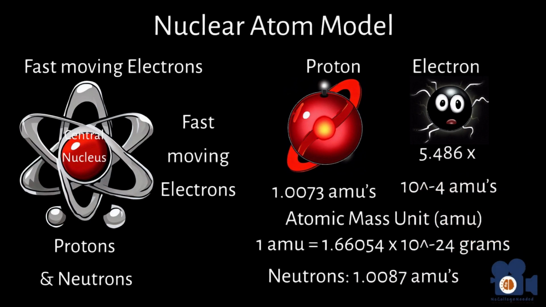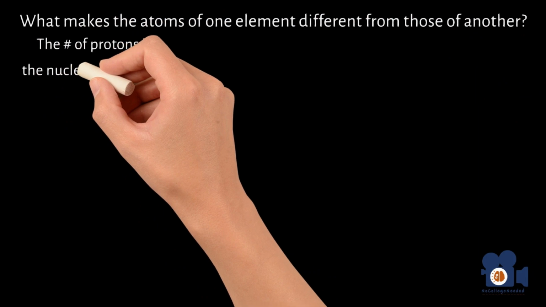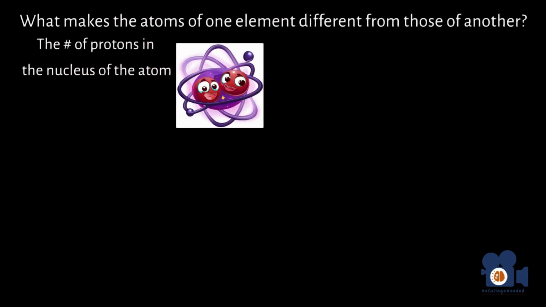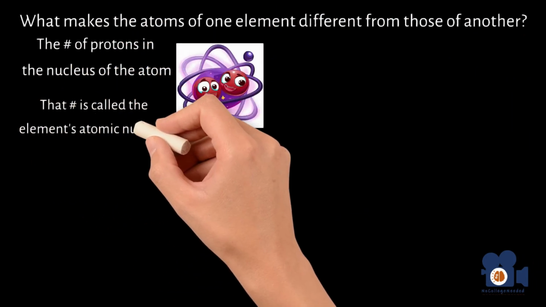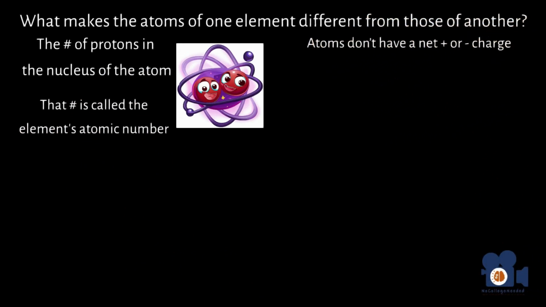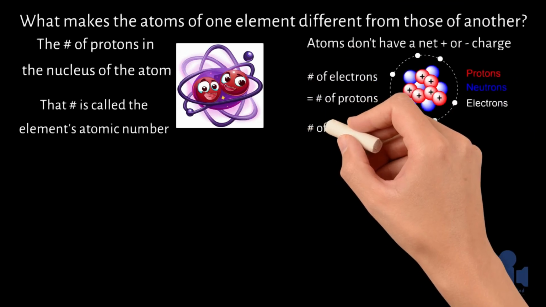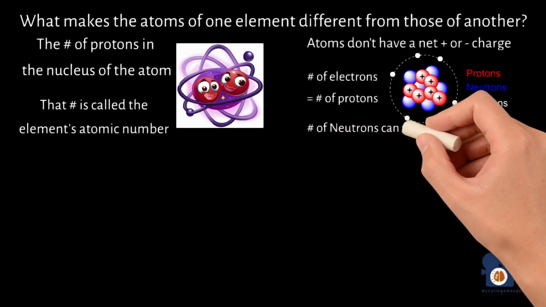This leads us into what makes the atoms of one element different from those of another. Fundamentally, it's the number of protons in the nucleus of that atom. The number of protons is the element's atomic number. Since atoms don't have a net positive or negative charge, there is the same number of electrons as protons. However, the numbers of neutrons of an element can vary.